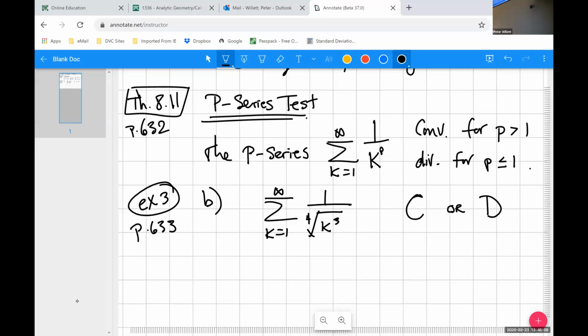So this example is here because this could be rewritten so that it can be more easily seen to be an example of a p-series, because the fourth root can be thought of as a 1/4 power, and the k to the third is also a power, so this can be written all together as k to the 3/4.